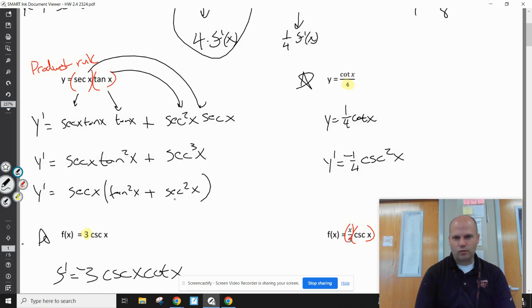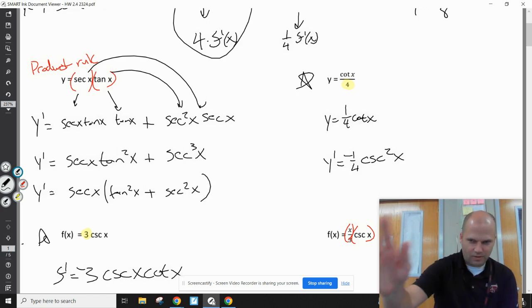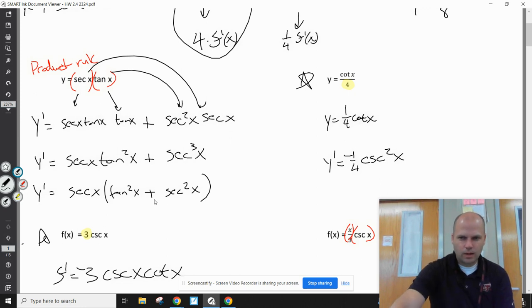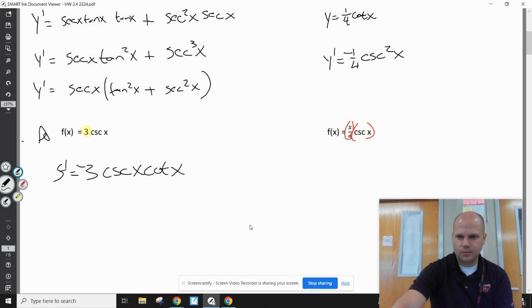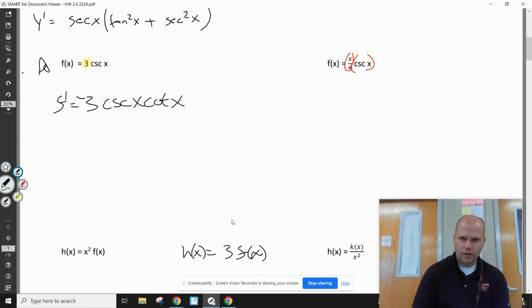There might be some sort of trig identity that requires you to know. In this class, the only trig identity you're really required to know is sine squared plus cosine squared equals 1. That's the Pythagorean theorem with the unit circle. The hypotenuse is 1.